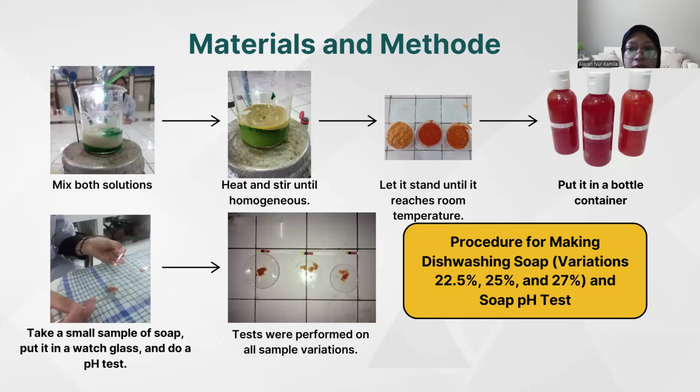And this is the procedure for making dishwashing soap and the soap pH test. Mix the solution, combine the ingredients in the beaker and mix thoroughly, and heat the mixture with stirring until a homogeneous solution is formed. Allow the solution to stand until it reaches room temperature. Transfer the soap into a bottle for storage.